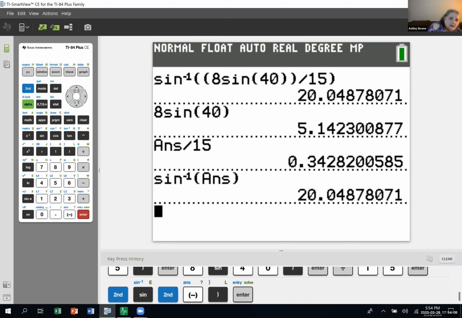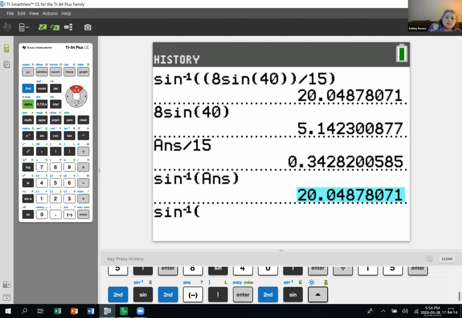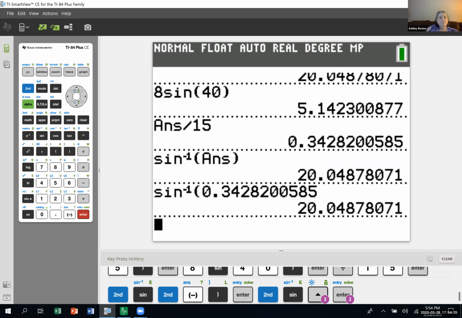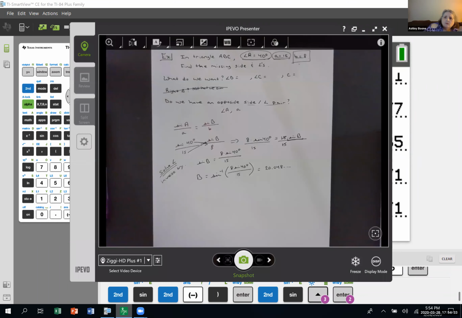Notice if I had gone inverse sine with these calculators, this is a TI-84, I can actually arrow up to a value that I want. I want the inverse sine of that number. I can arrow up till it's highlighted and press enter, and it'll stick that whole thing in. And I get the same thing. So lots of different ways that you can enter your values and get your answers, okay? But that's how you can do it without having to round.